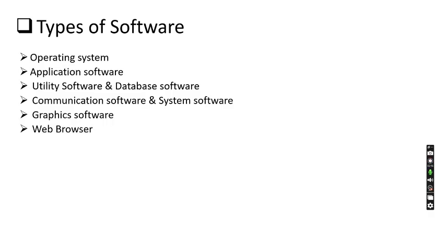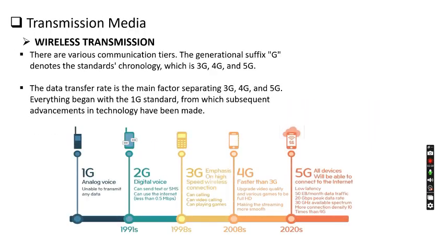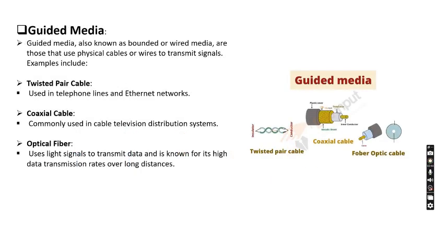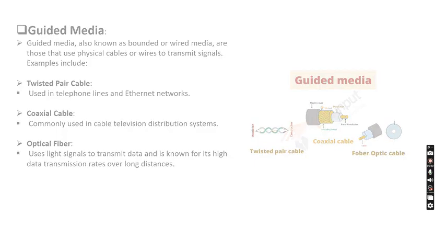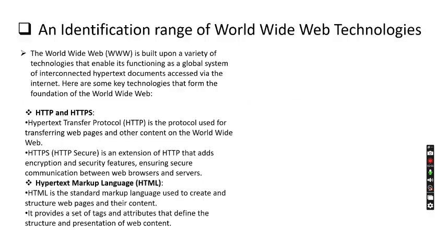Types of software: operating system, application software, utility software, database software, communication software, system software, graphics software, and web browser. Transmission media, wireless transmission. There are various communication tiers. The generation suffix G denotes the standards, which are 3G, 4G, and 5G. Guided media: twisted pair cable and optical fiber. Unguided media: radio waves, microwaves, and infrared.